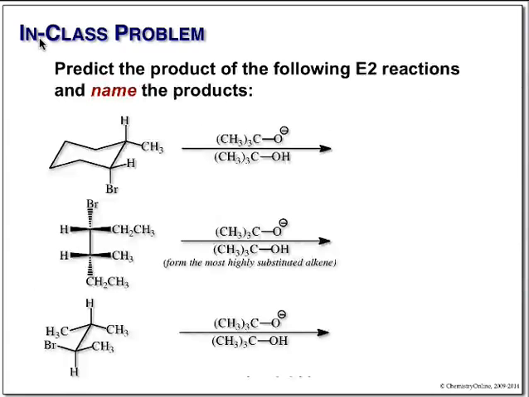Remember in an E2, our leaving group and the hydrogen that's removed must be anti to each other and in the same plane, anti-periplanar. Here we're going to yank off the hydrogen. Bromine's going to leave. We're going to form the most highly substituted alkene, going to be right across here. That's all we make. Trivial reaction.